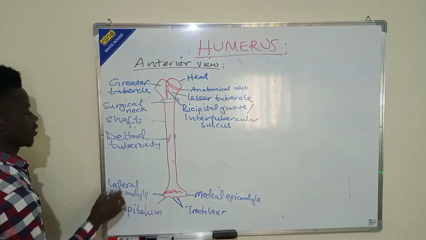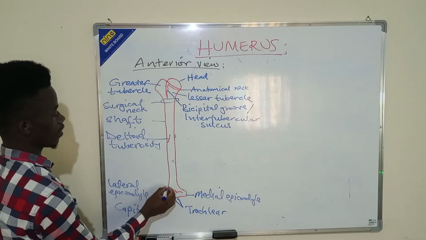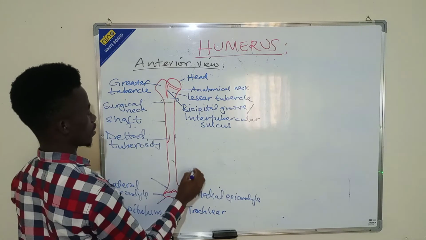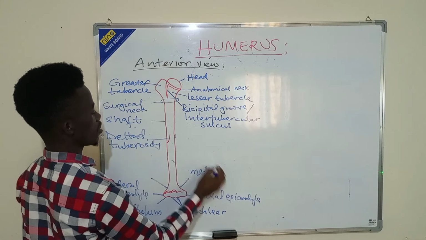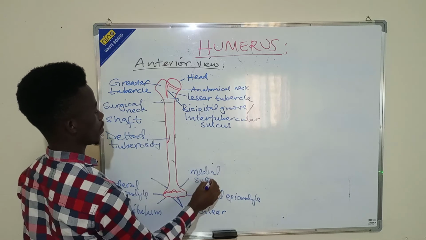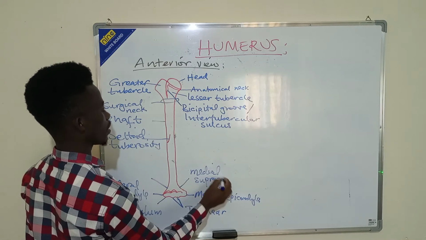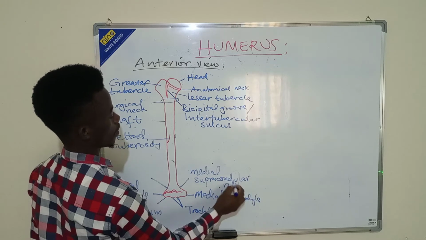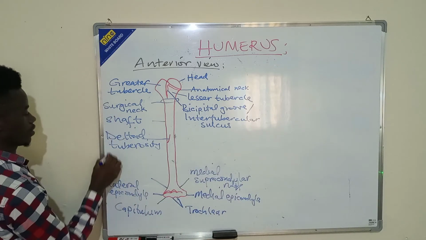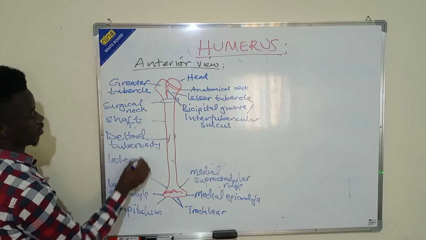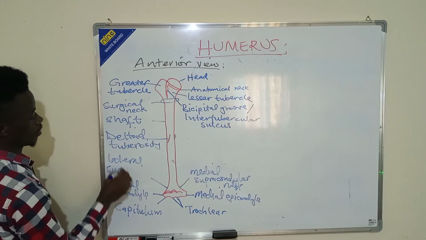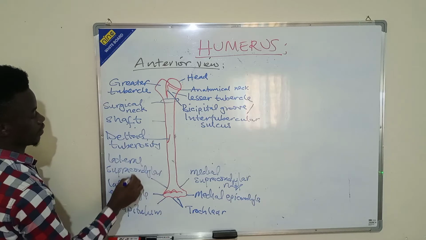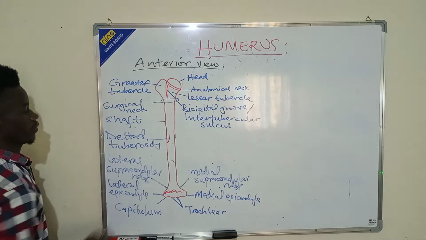From the epicondyles we have ridge-like structures. Since it is medial, we call it the medial supracondylar ridge. Then the lateral one too, we shall call the lateral supracondylar ridge. So you have the lateral supracondylar ridge there.